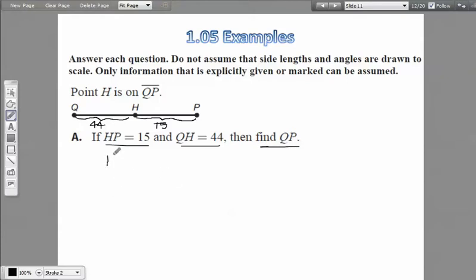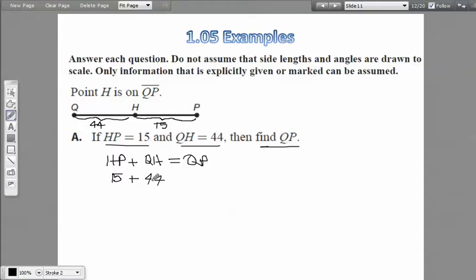So this is how I write these things out. A lot of students will skip this step, but I like it because it helps you identify where you need to plug what in. See how I wrote it out? I know if I take HP plus QH, I can calculate what QP is going to be. So HP is 15, QH is 44.